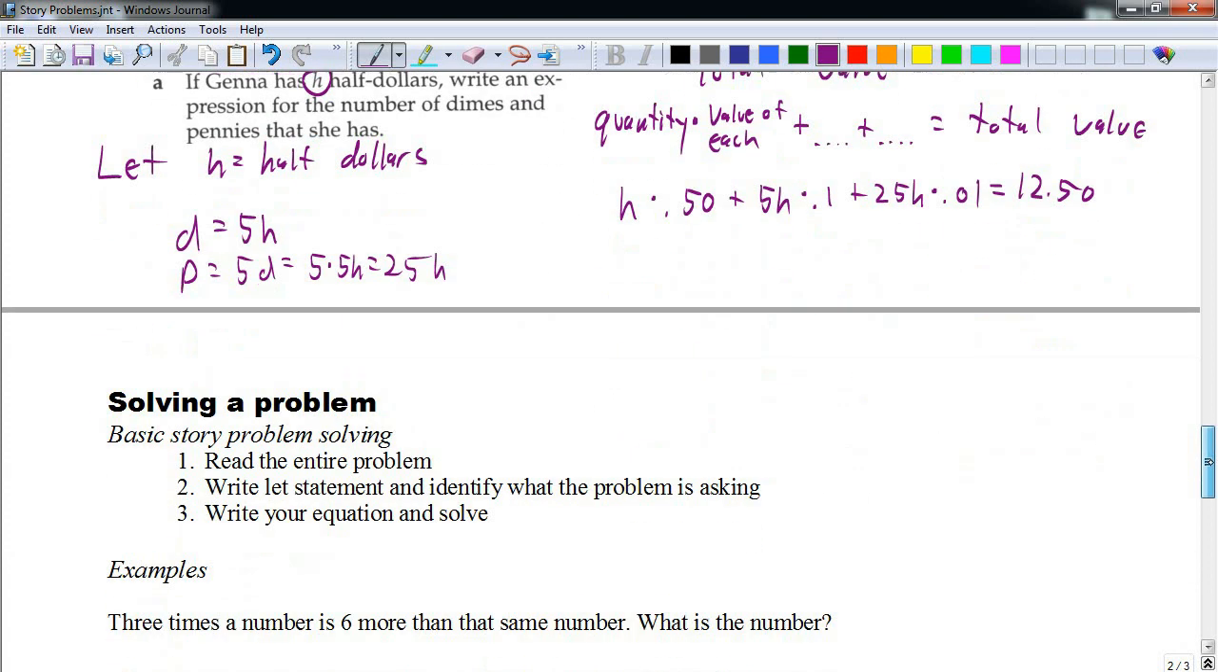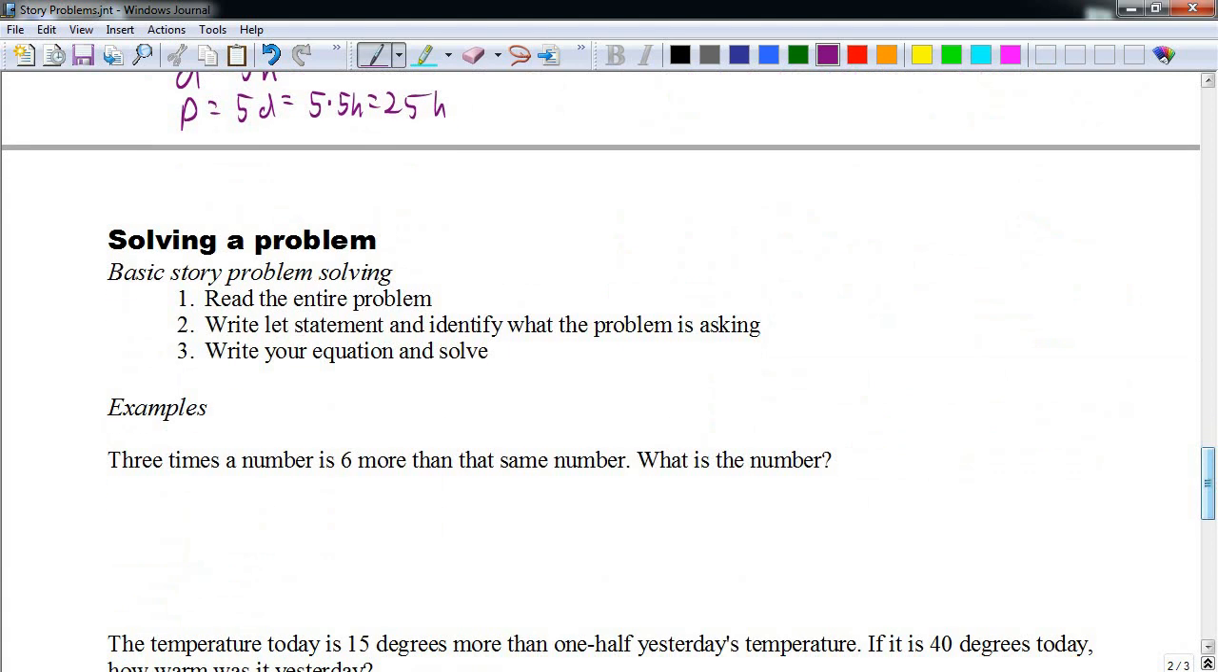Okay? Now, more generally, solving a problem, there's a few things that you should do. First of all, read the whole thing. Don't try to solve it on the fly. Take a second, read it all, get it in your head. And if it's on a quiz, when you get the quiz, take a second and read those problems first, just to get them in your head. And then do the rest of the quiz, and then go back and read them again.